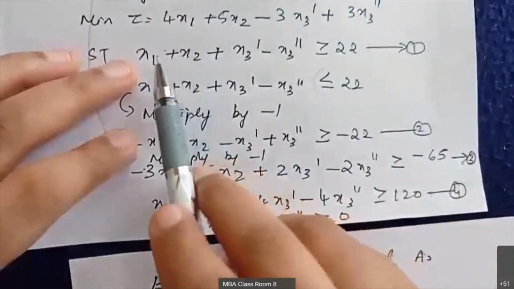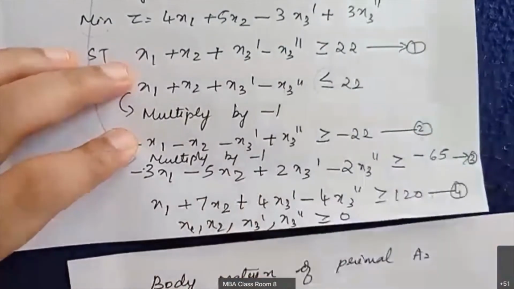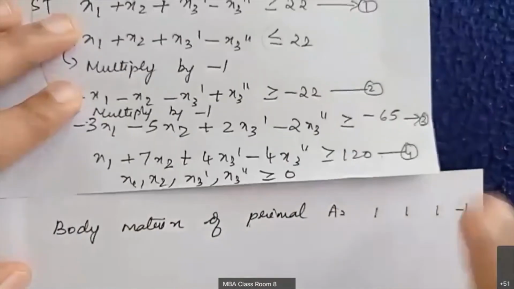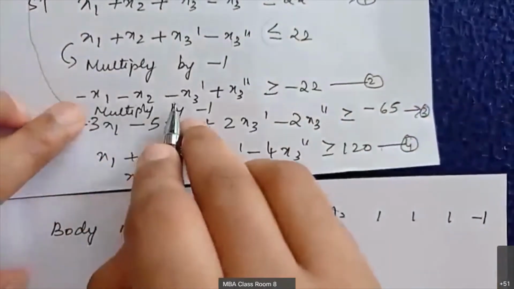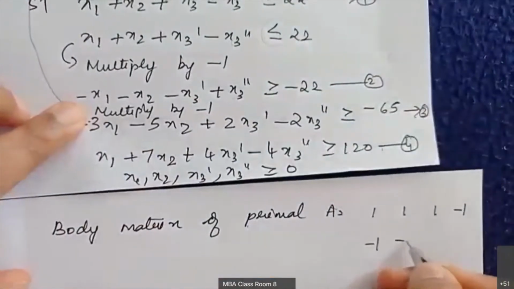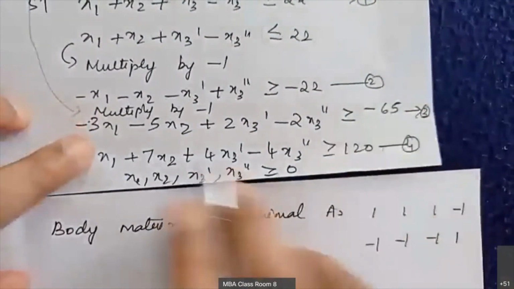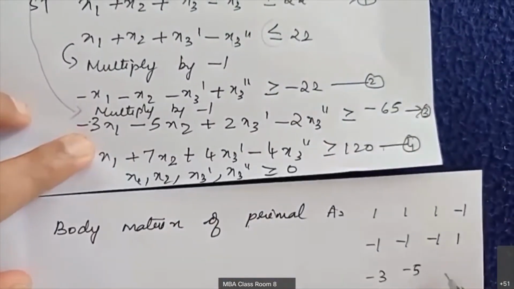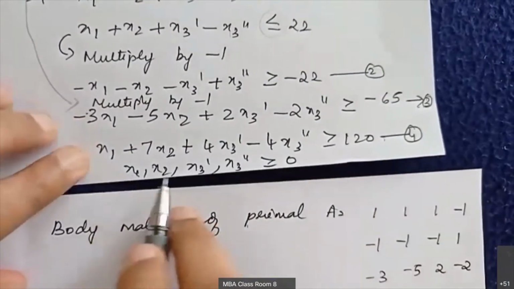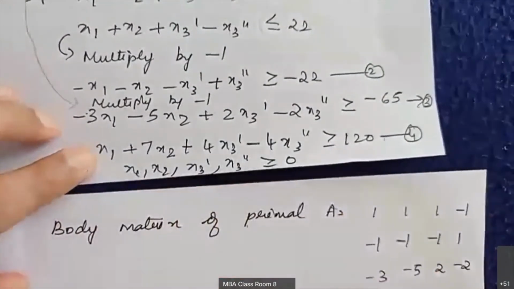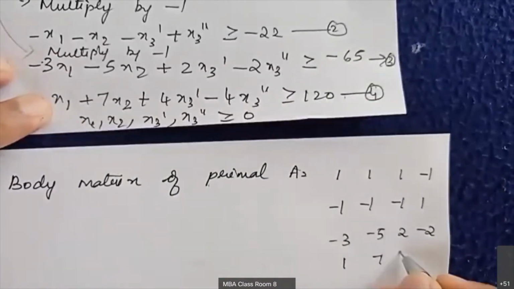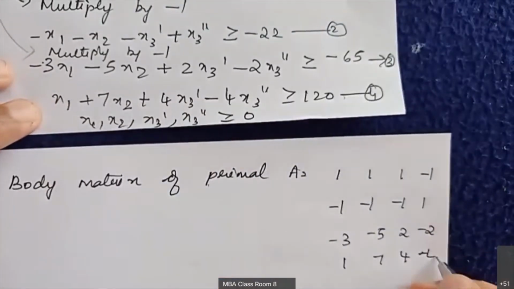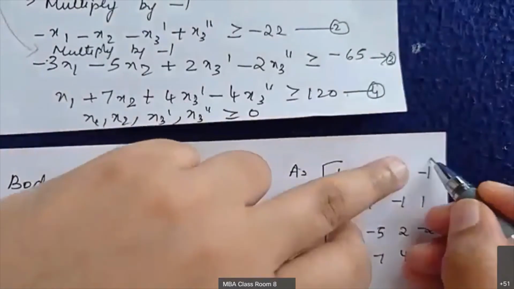Here you have 1, 1, 1, minus 1. Second constraint, minus 1, minus 1, minus 1, 1. Third constraint, minus 3, minus 5, 2, minus 2. Last, 1, 7, 4, minus 4. So this is our body matrix of the primal.